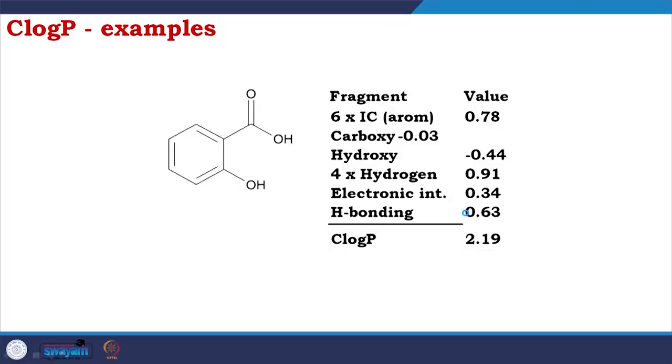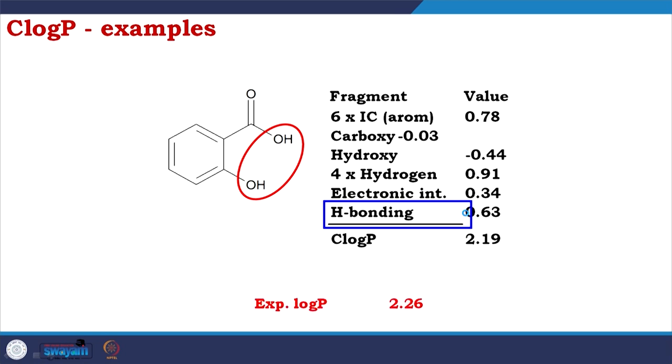Here the hydroxyl group changes position and comes to the ortho position. So, here you also have an extra thing, which is the hydrogen bonding between the carboxyl group and the hydroxyl group. Because of that, 0.63 would be added. And this makes the value 2.19, whereas the experimental log P value is 2.26, again very close.